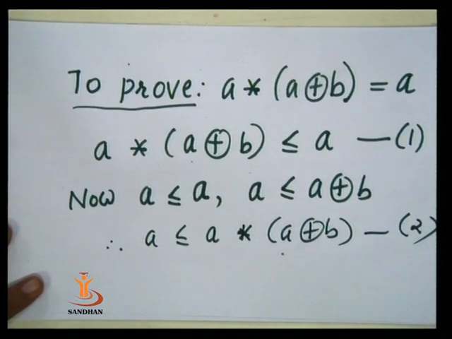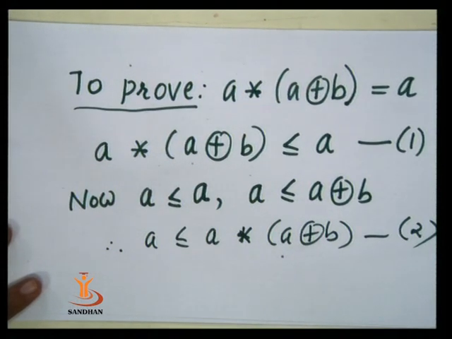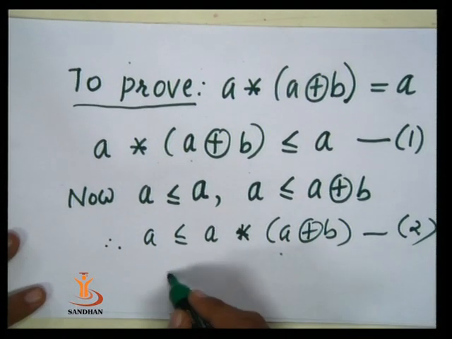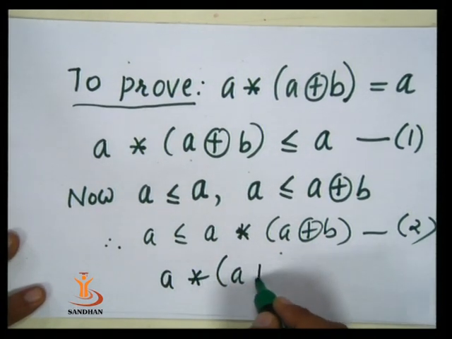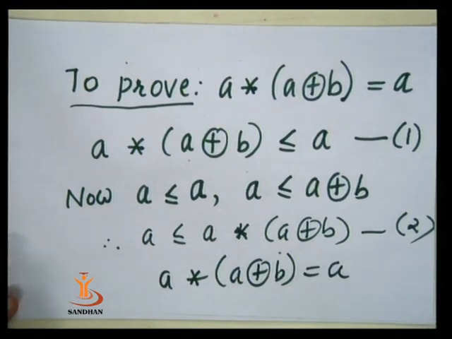Look at here 1 and 2. We can see that on A star (A ring sum B), the left hand side is related to the right hand side and the right hand side is related to the left hand side. So we conclude from 1 and 2 that A star (A ring sum B) is the same as A. Now there is another rule.